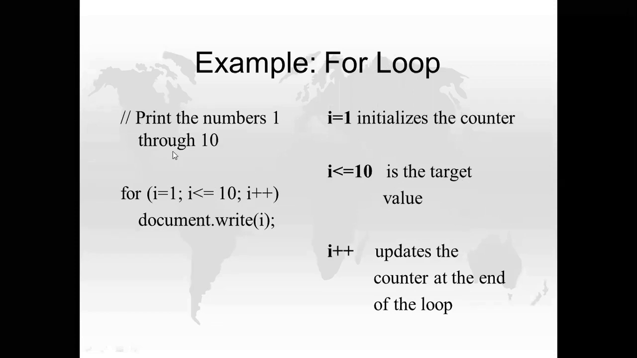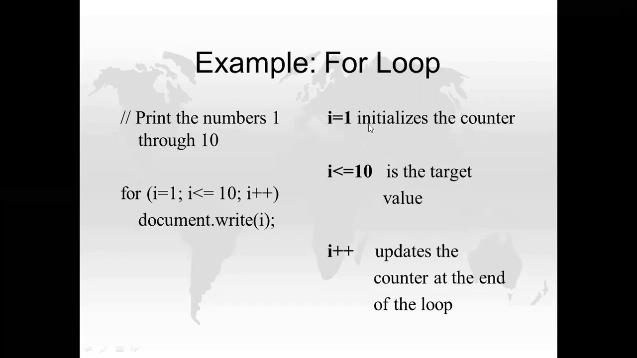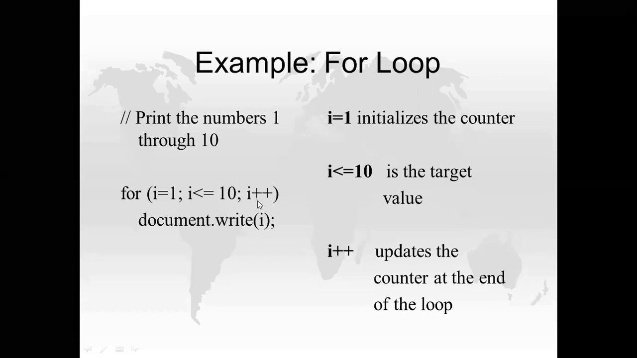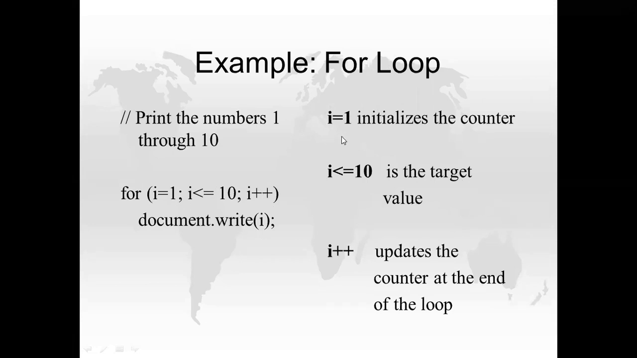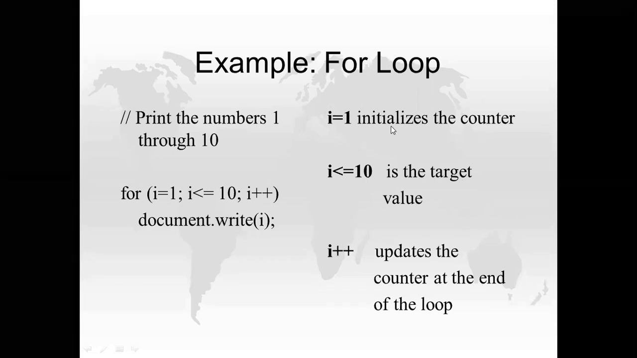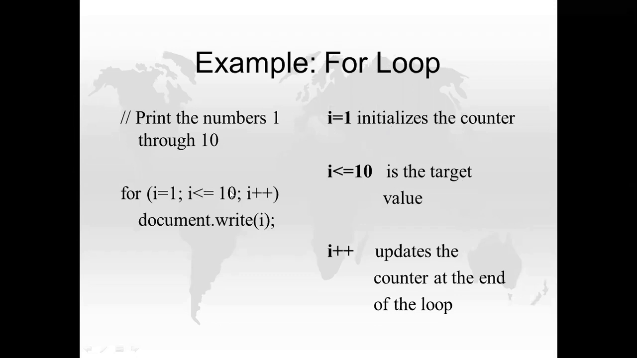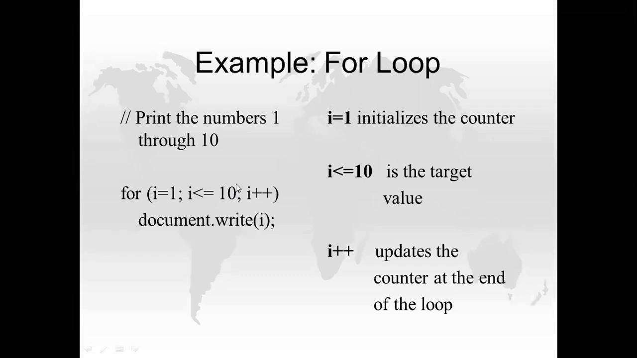Here this loop is for printing the numbers from 1 to 10. We initialize the counter: this is the initialization, this is the condition, and this is the increment. Here i is equal to 1 initializes the counter. Here i is less than or equal to 10 is the condition, the target value. Then i plus plus updates the counter at the end of the loop. It will print the counter value using document dot write of i.